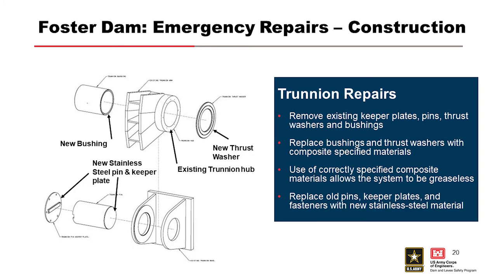Also made a lot of repairs to the trunnion hub and trunnion assembly. They removed all the keeper plates, the pins, and those thrust washers and bearings, and bushings, and they replaced those with a composite specified material. Again, these newer materials they used enabled them to be greaseless. And they replaced the old pins and the keeper plates and the fasteners there on the bottom with new stainless steel material.